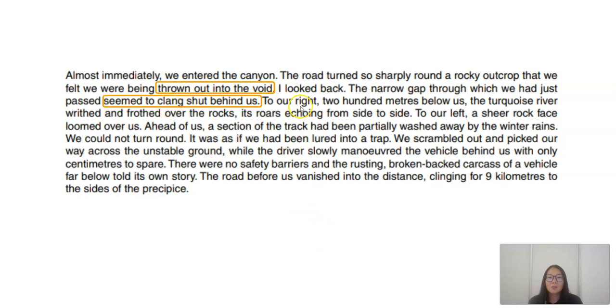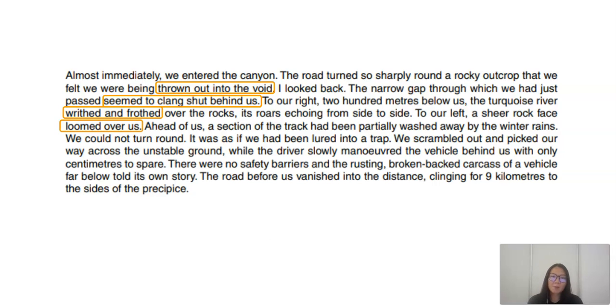Onomatopoeic phrase. Okay, "To our right, 200 meters below us, the turquoise river writhed and frothed over the rocks." There you have another technique. Okay, and then you have "in roars echoing from side to side. To our left, a sheer rock face loomed over us." So of course, the sheer rock face of the mountains, and then looming over. So you have to be able to imagine that if you are the user traveling on that road and you are looking up, and this feeling of being so small and then looking up at the face of the mountain that just seems to stretch and stretch really far up into the skies. Okay, so loomed over us.